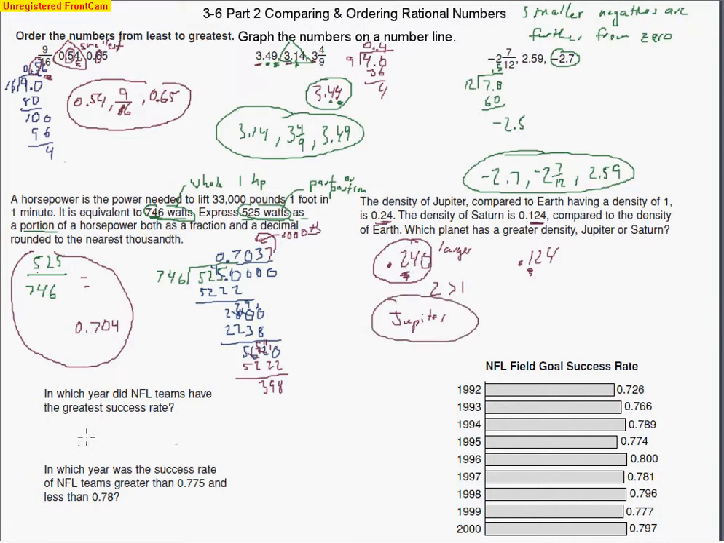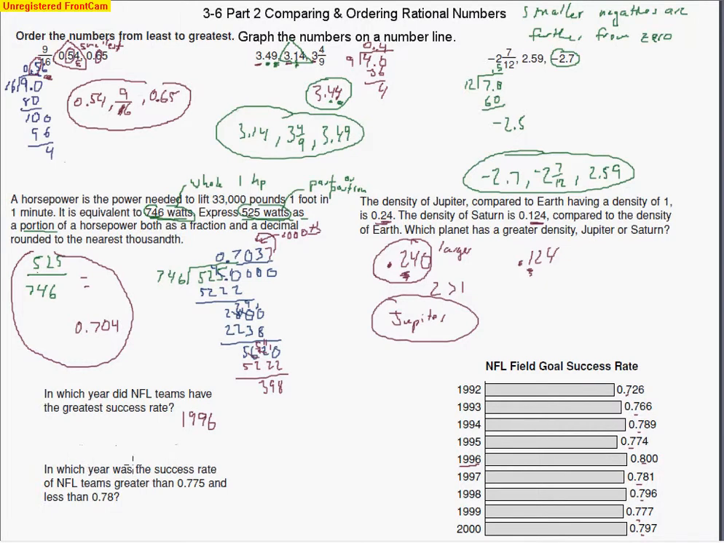Well, one more problem here. We're looking at these NFL field goal success rates. So on this next problem, they're asking us in which year did the NFL teams have the greatest success rate? And so we're looking at the largest number here. And so you compare these place values, and you see the first place value, like this one's 7, 7, 7, 7, 8. 8, that's bigger. 7, 7, 7, 7. That 8 is the largest. So that would say that in 1996, that was the year in which the NFL had the greatest success rate in making a field goal.